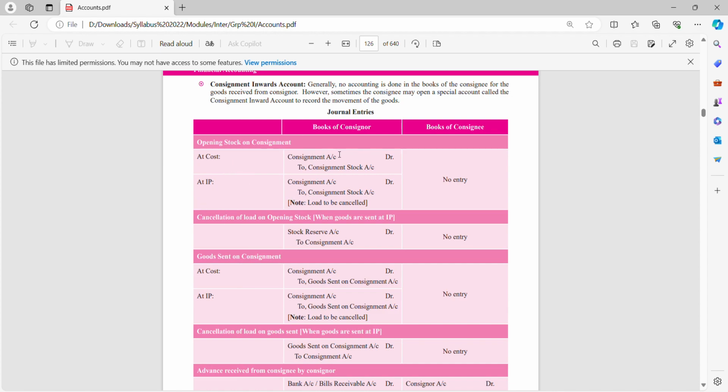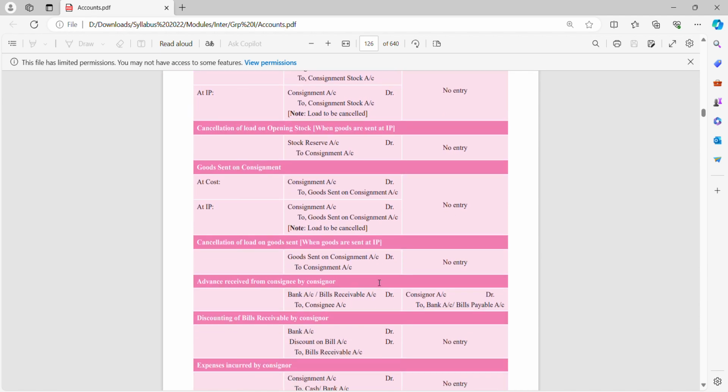Consignment account to consignment stock account. And if you have it at invoice price, you'll have to go for a loading entry also, that is stock reserve on consignment. That loading part, I'll show you the calculation. Then you have goods sent on consignment at cost, so goods are going from you. So debit goods sent on consignment account. Then if it is at invoice price, you have the loading part.